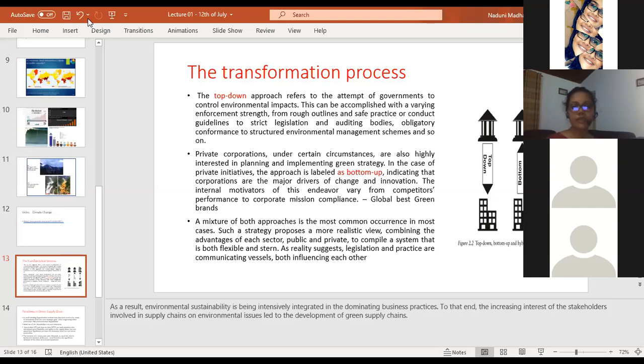So when we look at the reasons why business organizations have this intention, there may be a lot of reasons. There would be genuine reasons, as well as some marketing purposes. For example, how many of you knew that there is a worldwide published report called Global Best Green Brands?